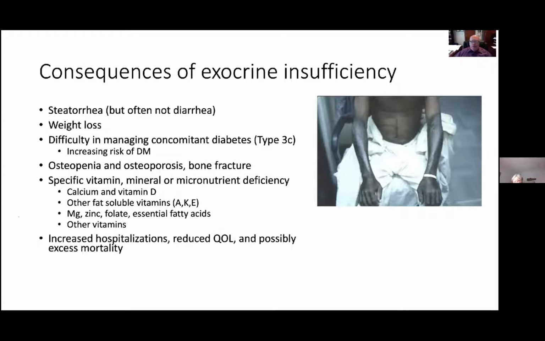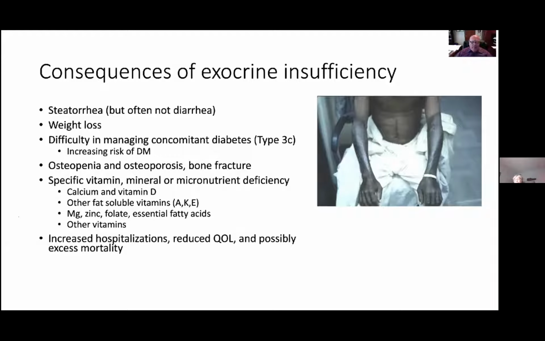Osteopenia and osteoporosis are probably top of the list due to calcium and vitamin D deficiency, but they can develop deficiencies in other vitamins, particularly fat-soluble vitamins, as well as a variety of trace elements, and even B vitamins. The picture on the upper right is a patient of mine who allowed me to take his picture, who's developed pellagra in the setting of chronic pancreatitis. That's the discolored rash here.